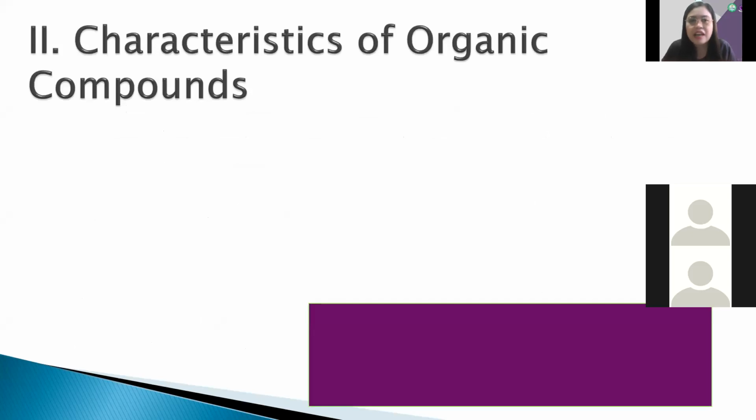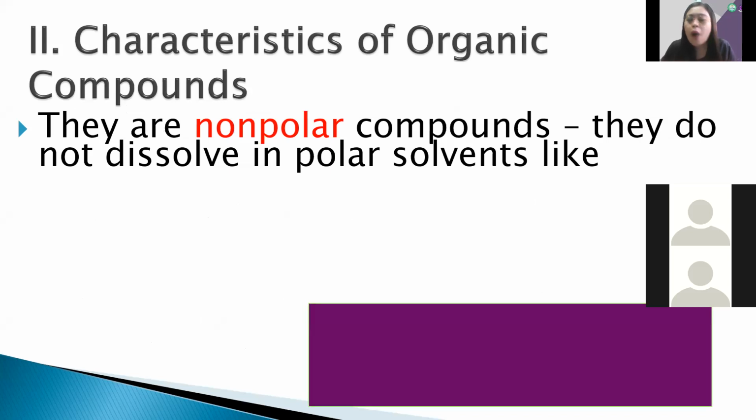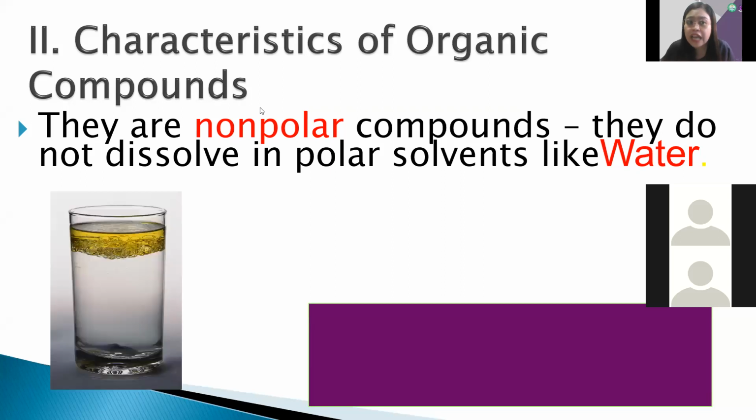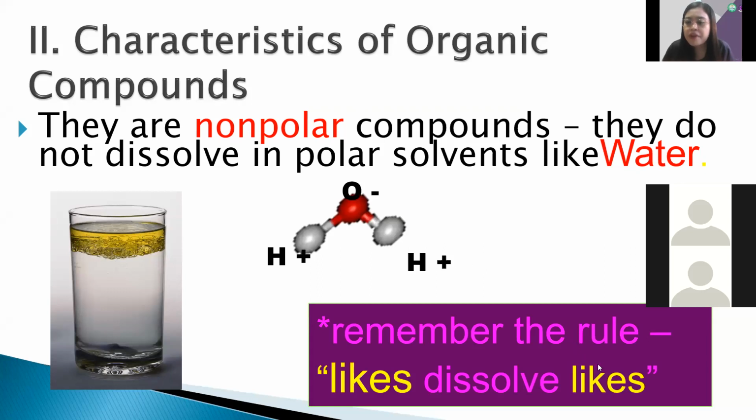So we have here the characteristics of organic compounds. Our organic compounds are actually non-polar compounds. Therefore, they don't dissolve in polar solvents like water. This is just like water and oil. Remember that water and oil do not mix with each other. That is also true for our organic compounds. You cannot mix water with organic compounds because water is polar and the organic compounds are non-polar. So they will not mix together. Remember the rule in chemistry: like dissolves like.